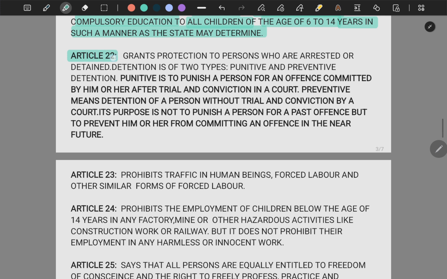So next will be Article 22. It grants protection to persons who are arrested or detained, and detention is of two types, which are punitive and preventive. Punitive detention is to punish a person for an offense committed by him or her after trial and conviction in the court. And preventive means detention of a person without trial and conviction by the court. Preventive detention is not to punish him, but to prevent him from committing any other offense in the near future.